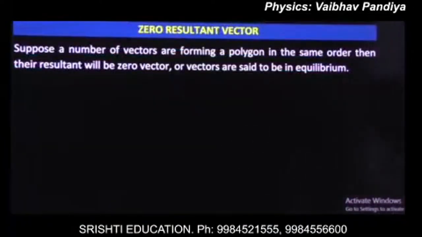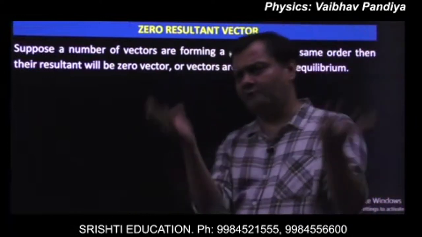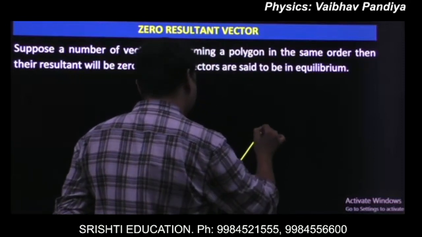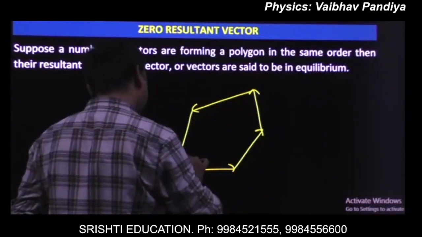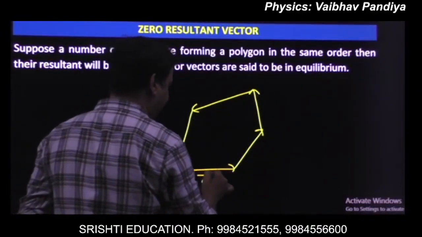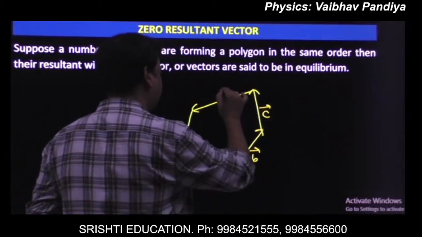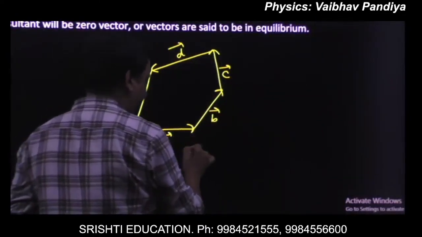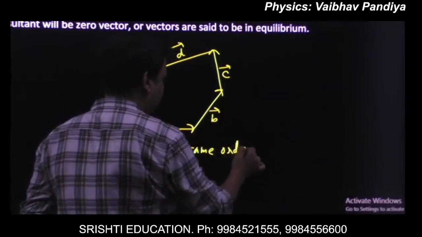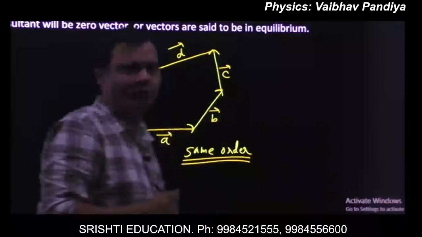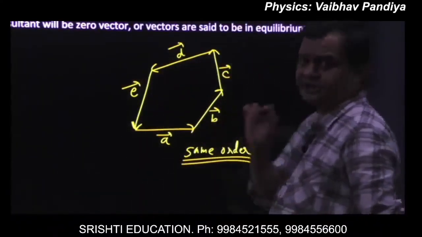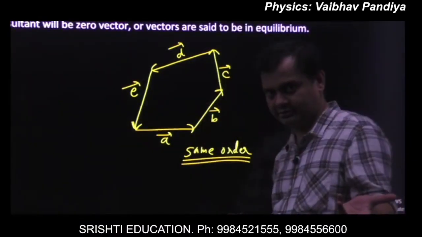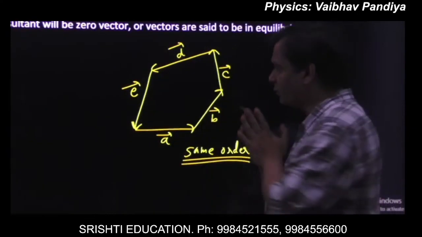Now say a special case. Suppose we have a number of vectors, and when you are making all the vectors in the same order, the polygon is closed. So this is vector A, this is vector B, vector C, vector D, vector E. So when you made all the vectors, the polygon is closed and they are in the same order. The keyword is they are in the same order. Now we have seen the polygon law. It says that if you want to add a number of vectors, represent them by the adjacent sides of the polygon taken in the same order, then the closing side will give you the resultant vector. Now what is happening in this figure?